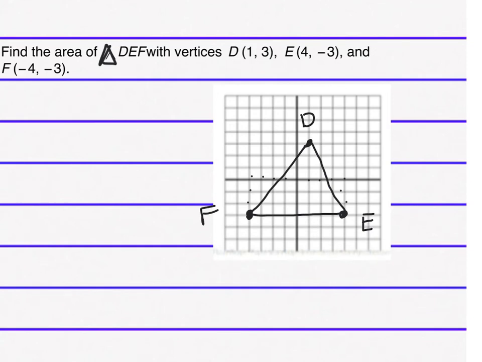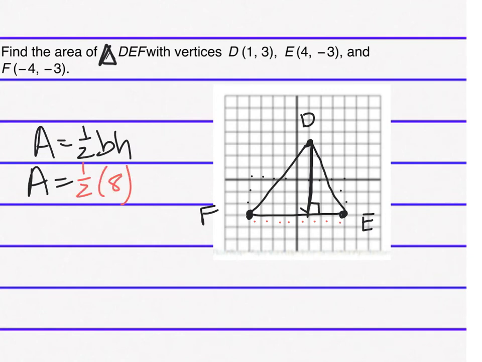So this is not a right triangle, but I'm going to need to use my area formula, 1/2 base times height. The base should be pretty easy to see, to count here. The base is 1, 2, 3, 4, 5, 6, 7, 8. The height should be perpendicular, is 1, 2, 3, 4, 5, 6. Did I count that right? 1, 2, 3, 4, 5, 6. Yes. So 1/2 times 8 times 6, 24 square units.